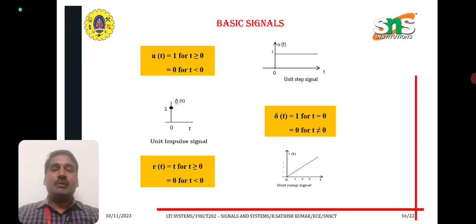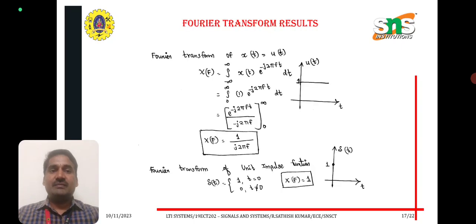U of t is nothing but your unit step signal: 1 for t greater than or equal to 0, 0 for t less than 0. Next is the unit impulse function. Delta of t is equal to 1 for t equal to 0, 0 for t not equal to 0. The unit ramp signal is nothing but your linearly growing function. R of t is equal to t for t greater than or equal to 0, 0 for t less than 0. The diagrammatic representation can also be drawn.